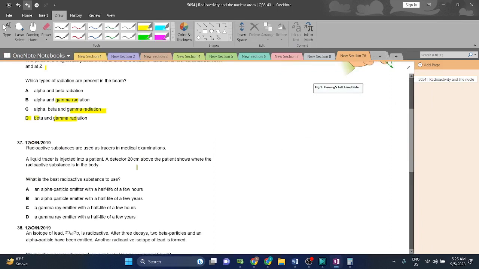Radioactive substances are used as tracers in medical examinations. A liquid tracer is injected into a patient. A detector 20 centimeters above the patient shows where the radioactive substance in the body is. What is the best radioactive substance to use?